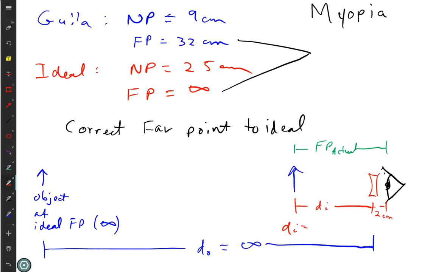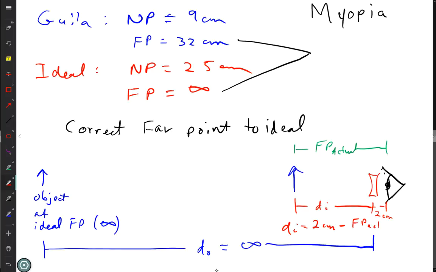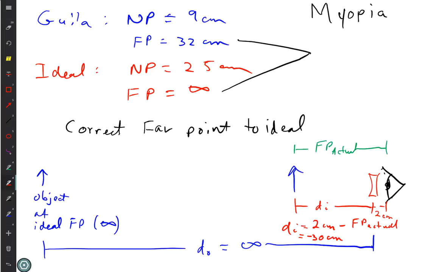So to get my sign right, I'm going to put that offset 2 centimeters minus the far point actual. So in the case of Gila, that would be 2 centimeters minus 32 centimeters equals 30 centimeters. Minus, I forgot to put the minus sign. 2 minus 32 is minus 30. So my distance image is minus 30 centimeters. My distance object is infinity. What must the focal length be?